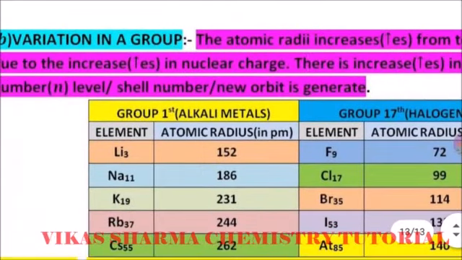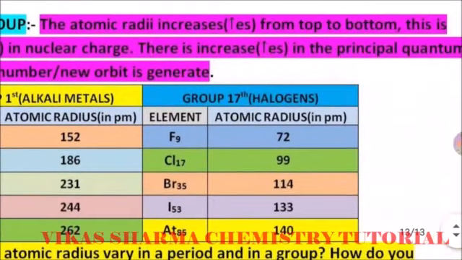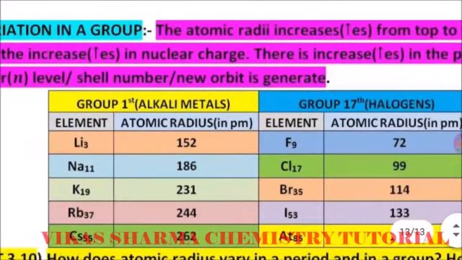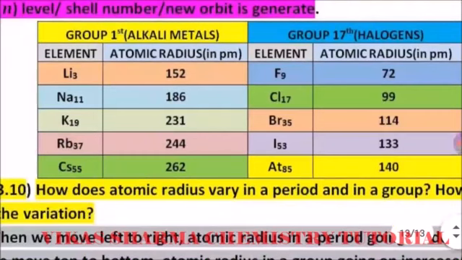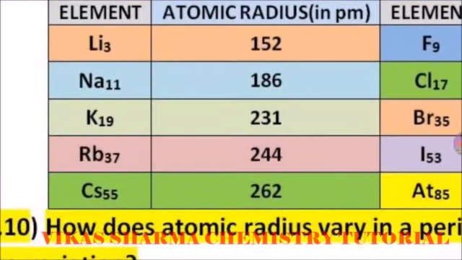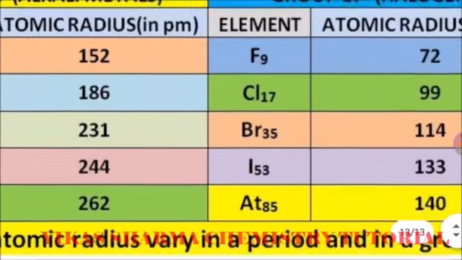Variation in a group: the atomic radii increase from top to bottom. The reason is the increase in nuclear charge, an increase in the principal quantum number, and a new shell or orbit is generated. So the size of the atom increases. For example, in group 1, the alkali metals, lithium size is 152 picometer, sodium 186, potassium 231, rubidium 244, and cesium 262. You see lithium's atomic number is 3 and cesium's is 55. So the effective nuclear charge is increased, new orbitals are formed, and their size also increases.